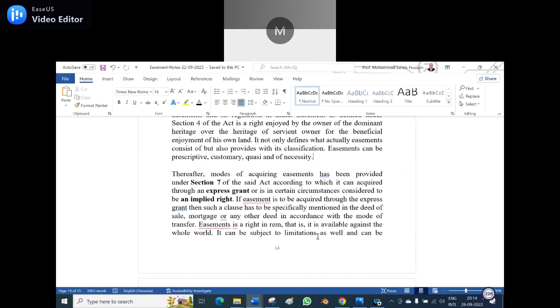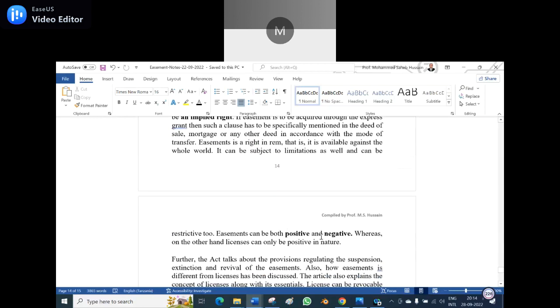It can be subject to limitation as well as restriction. An easement may be subject to a restriction, either the happening of a certain event, the non-happening of a certain event, or a condition that should be fulfilled or will not be fulfilled. Based on that, the easement could exist and can be enjoyed. An easement can be both positive and negative. Positive is to do a particular thing, negative is not to do a particular thing.